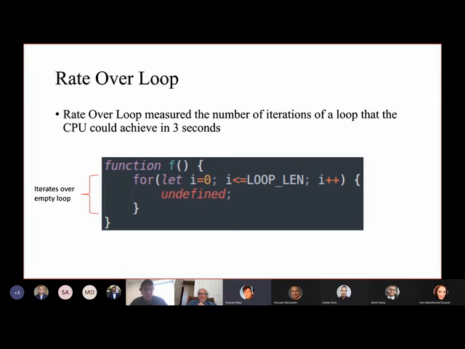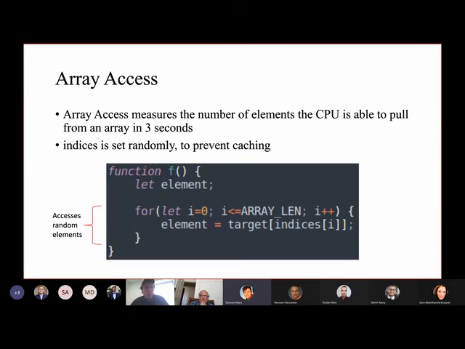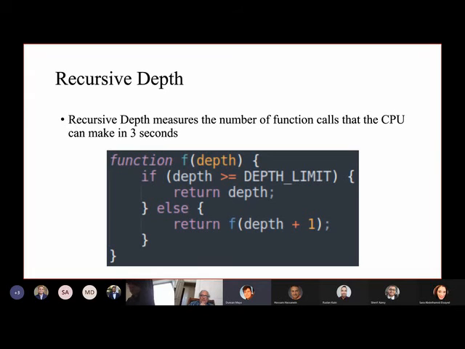The rate over loop benchmark measured the number of iterations over a loop that the worker could achieve in 3 seconds. And so f just iterated over an empty loop. In array access, f accessed random indexes in a target array, and it's important that the indices that it accesses are set randomly, and this is to prevent the CPU from caching the result. And in recursive depth, f recursively called itself up to a certain depth limit, and this is to measure the amount of time that the CPU takes to switch contexts and move into a different function call.